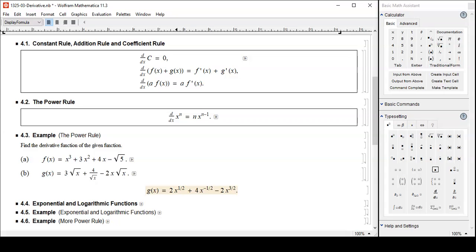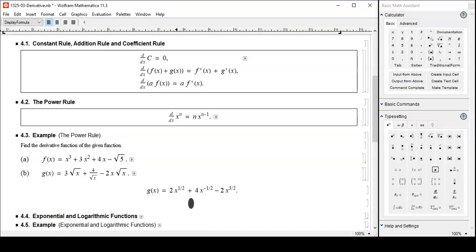Note that I didn't take any derivative. What did I do? I just changed everything into power form. It's just a preparation, okay? Do not mix up the preparation and the derivative computation. This is g of x I calculated. And then g prime of x, the derivative.